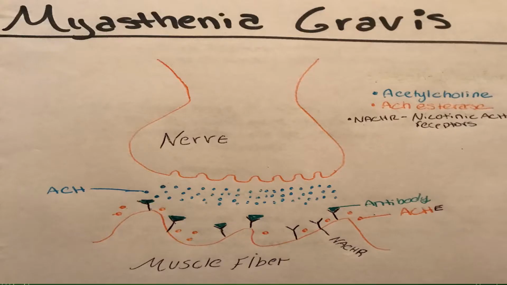This drawing is absolutely atrocious, but I do take credit for it. So just to reorient ourselves, this is the nerve, this is the muscle fiber, here's the acetylcholine, here are the antibodies, and these are the nicotinic receptors. The only thing that was missing in the previous slide was the acetylcholine esterase, and this is important because there is a medication that's used for myasthenia gravis.